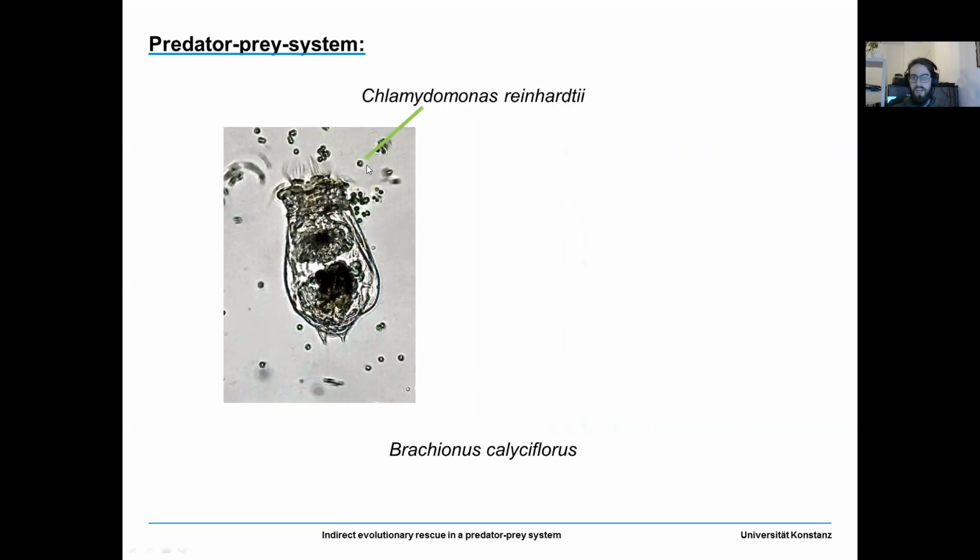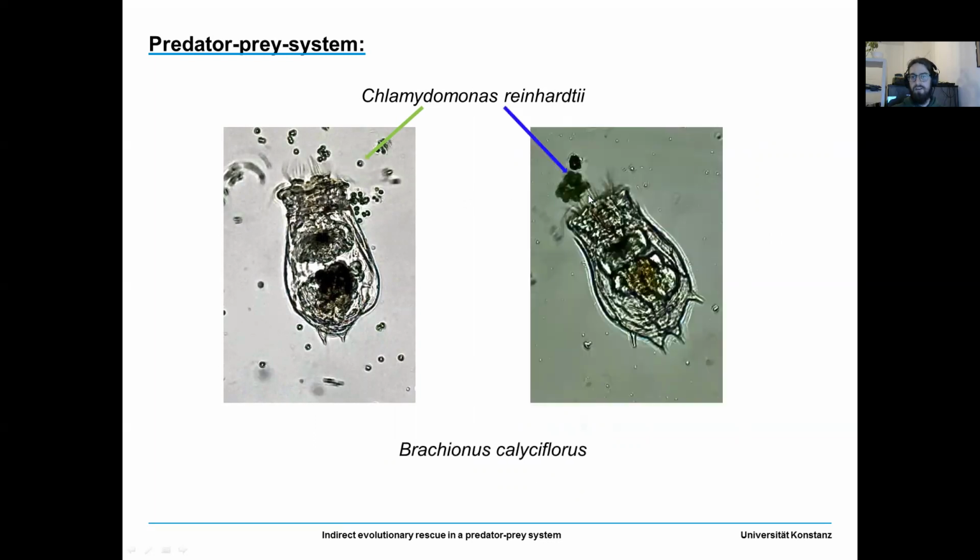And I have an undefended clone, which is here depicted as a single cell. And I also have a defended clone. The defended clone, for example, can then clump to cell clumps which are 16, 20, or even more cells clumping together in one big clump, and they are then too big for the rotifer to ingest.